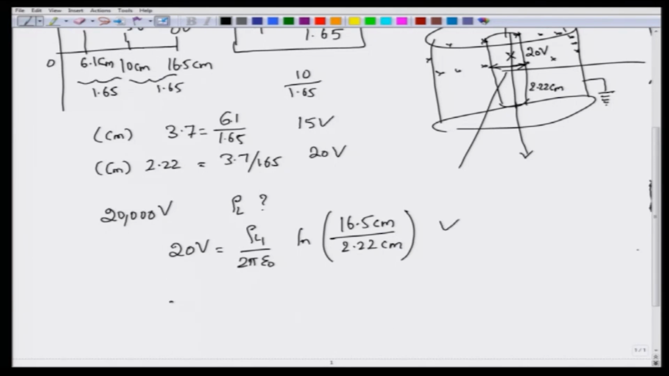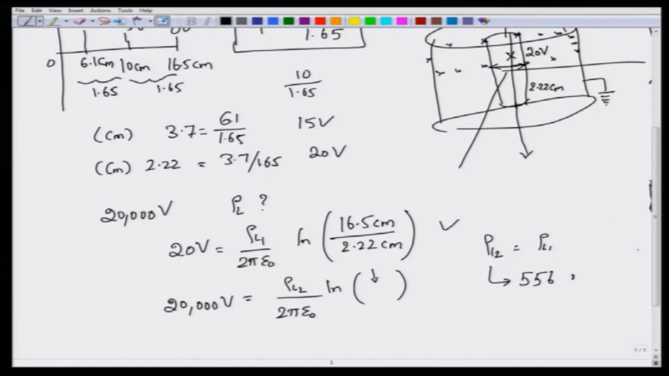And if you now say that the potential has to be 20,000 volts inside the conductor, rho L2 will be the new line charge density, that would be 2 pi epsilon 0 ln. This particular thing has not changed, right. This is still the same 16.5 and 2.22 centimeter. So, you can divide one by the other and show that rho L2 will be 1000 times rho L1. In other words, the new line charge density that we are looking for in this 20,000 volt scenario is 556 nanocoulomb per meter.